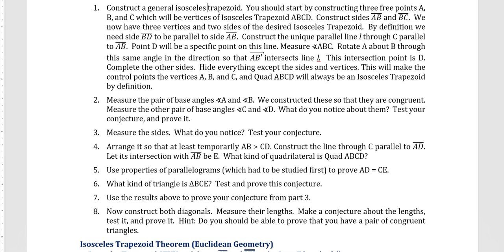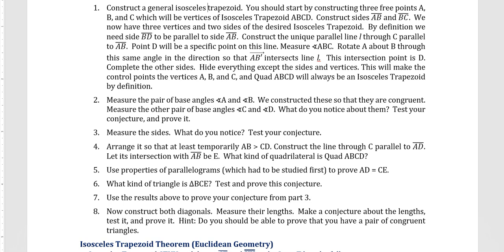And here's how we can do that. You should have three free points, A, B, and C, which will be the vertices of the isosceles trapezoid ABCD. Then construct sides AB and BC. Now we have three vertices and two sides of the desired isosceles trapezoid. By definition, we need side CD to be parallel to side AB. So make the unique parallel line L through C parallel to AB. Point D is going to be on this line, but it's going to be a specific point.